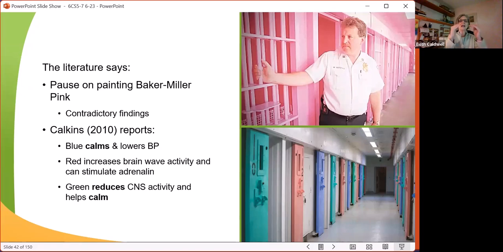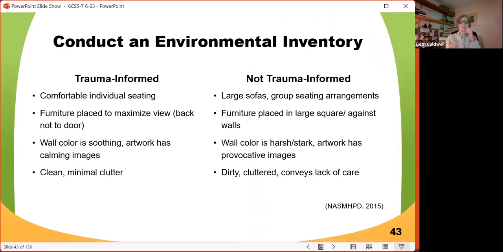And then let's have you, in the next slide, conduct your own environmental inventory. You know, what's trauma informed and what's not trauma informed. Just look at this slide and think about your program. How can you improve that?